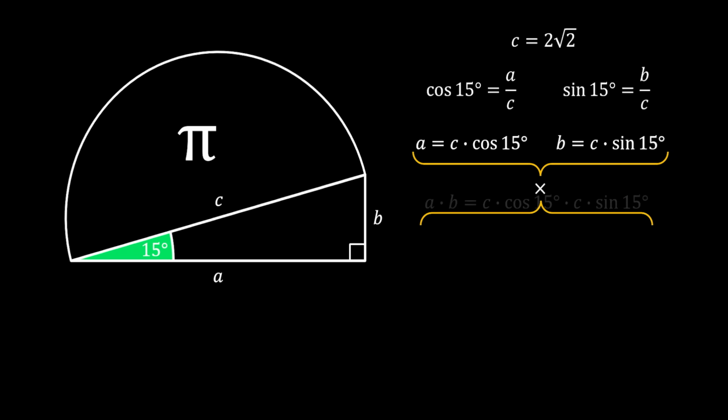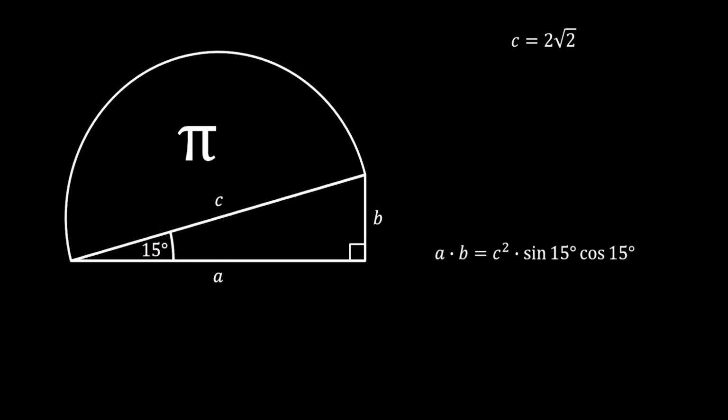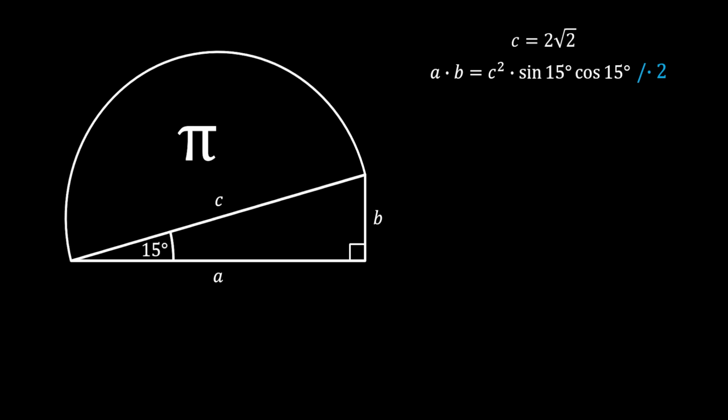If we do this, we're going to get the following. Now, we can simplify this to get that the product of A and B is equal to C squared times the sine 15 degrees times the cosine of 15 degrees. Now let's again do something strange. Let's expand this equation with 2, and in this way we will get the following. Now here comes the main reason why we did this in the first place.